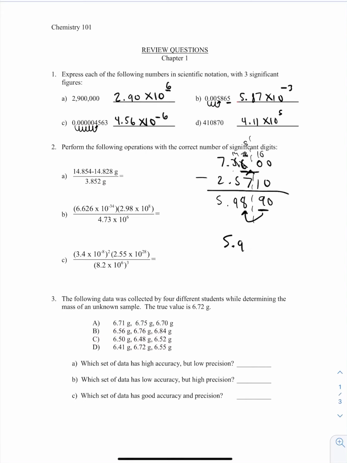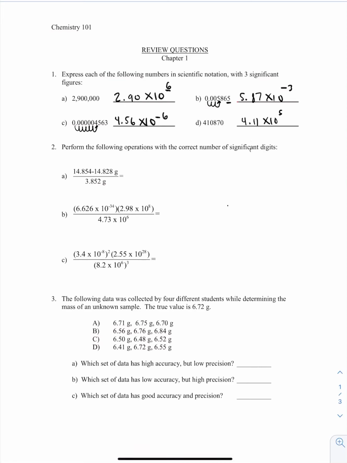Okay. The arithmetic may be wrong, but the concept stays the same: you always want the least precise answer when you're adding or subtracting. It doesn't matter if you're adding or subtracting, we want to have the least precise answer. Okay, so those are just sample calculations for addition, subtraction, multiplication, and division.